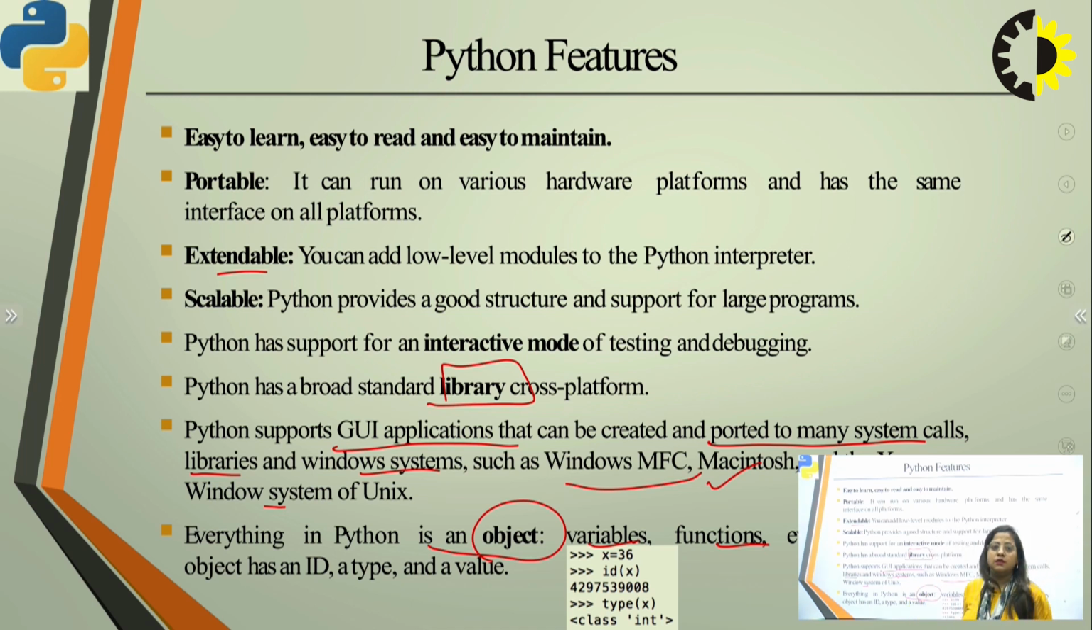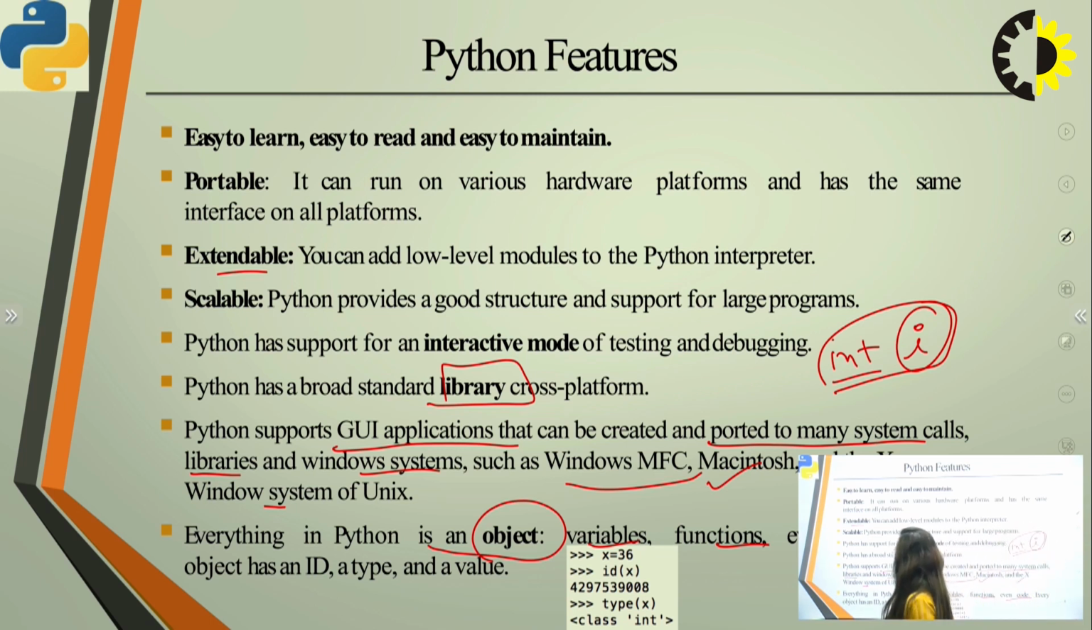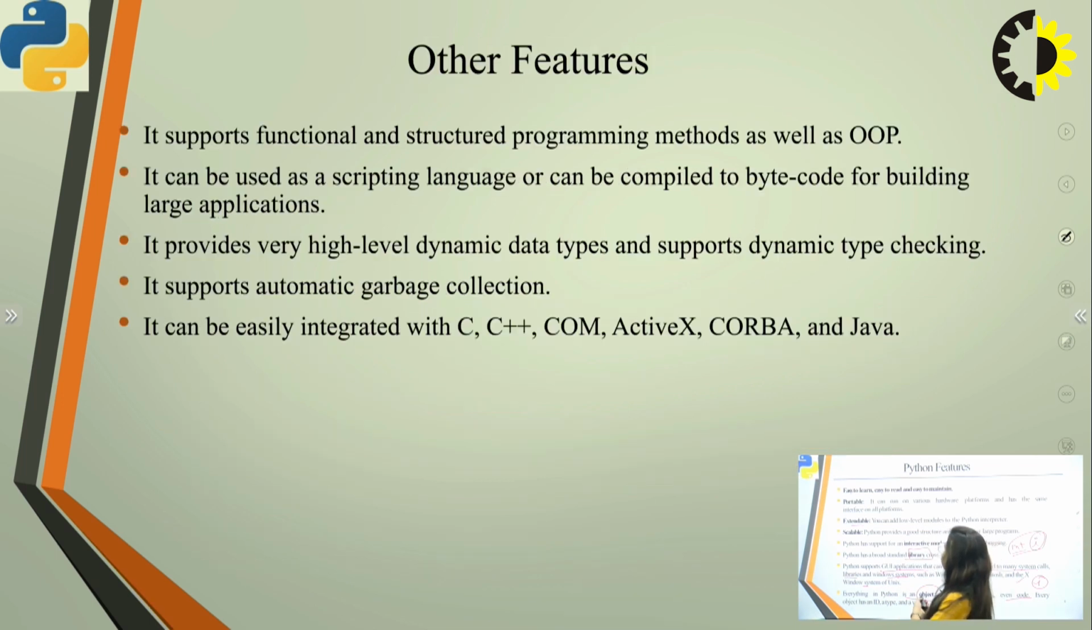Like in C, when you want to declare any variable or object, you first have to specify the type, such as integer or float. In C you use integer, float and others. But in Python you directly use i, and i is taken as a variable in the Python language.